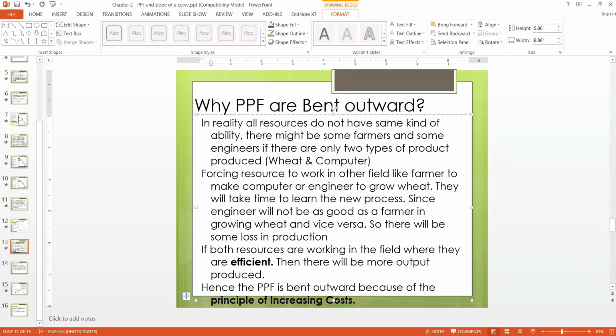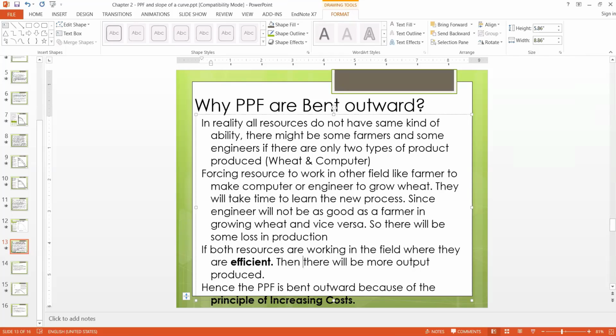So if the engineer is working in a farm, his output will be very low. His productivity will be very low because he is learning new things and he is not efficient in that, and he might not like to work there. But if you move him into computer making, what will happen? In that field he will learn to make things, and he will be faster than in farming. So there will be more output. So hence the PPF is bent outward because of the principle of increasing cost.